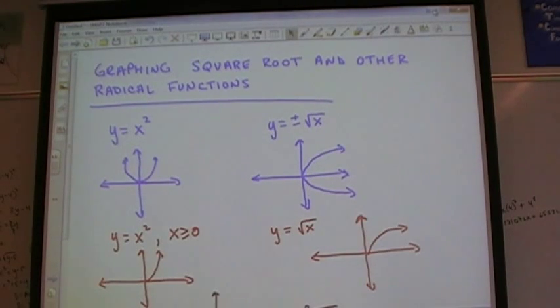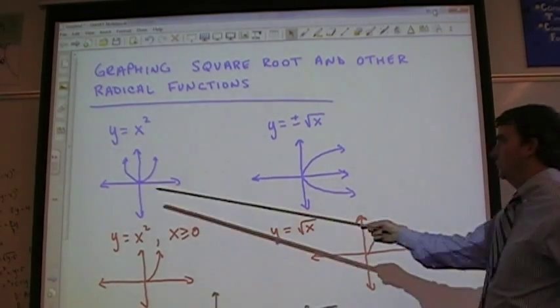And this is graphing square root and other radical functions. There's not a lot to this. If you know what the basic curves look like for quadratics and cubics and radicals, cube roots and square roots, then you're set. Because all we're going to do is translate these functions.